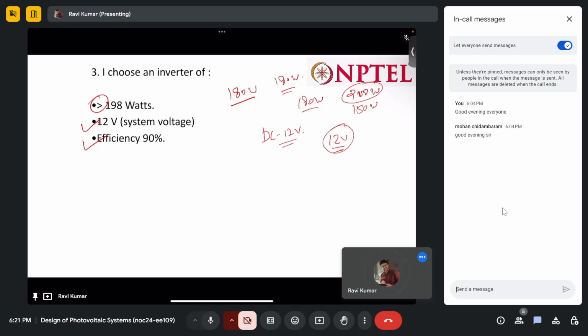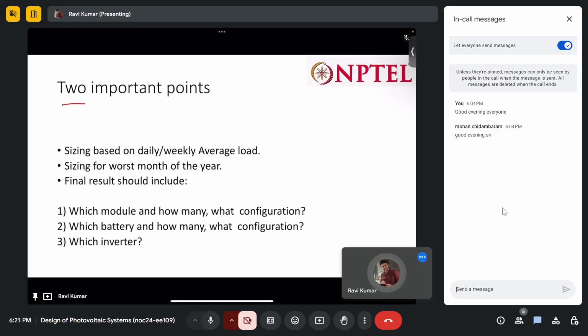Now there are some important points. Sizing should be based on the daily, weekly or average load, and also on the worst month of the year. We should do the sizing for the worst month. It means we are considering high autonomy. It is a very common thing: we should always design a system for the worst condition.